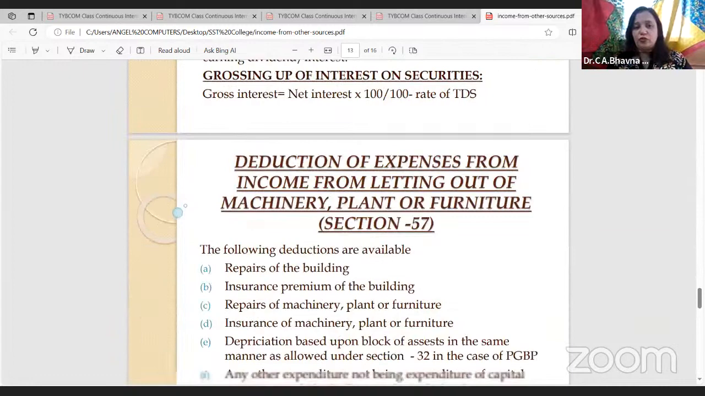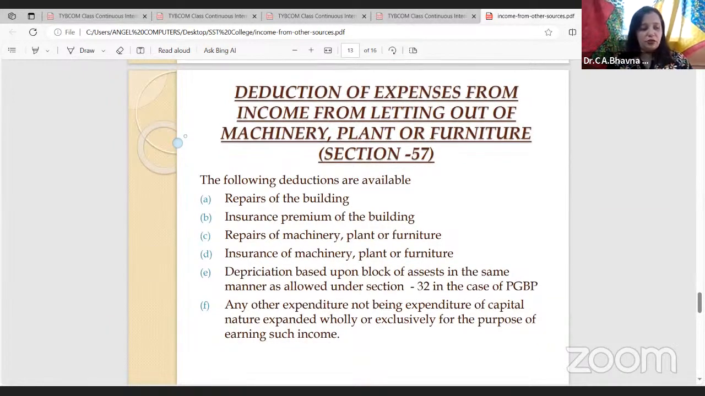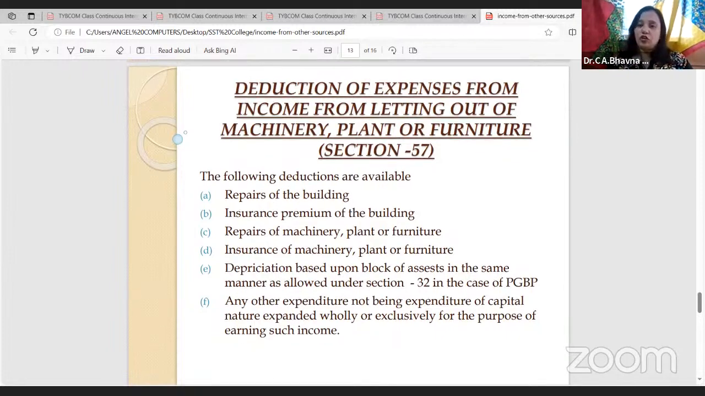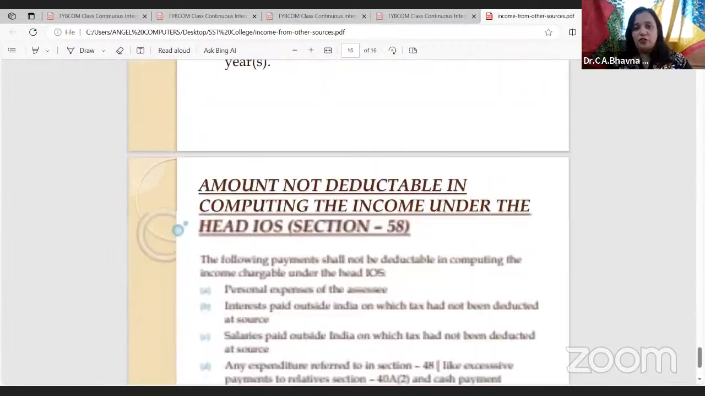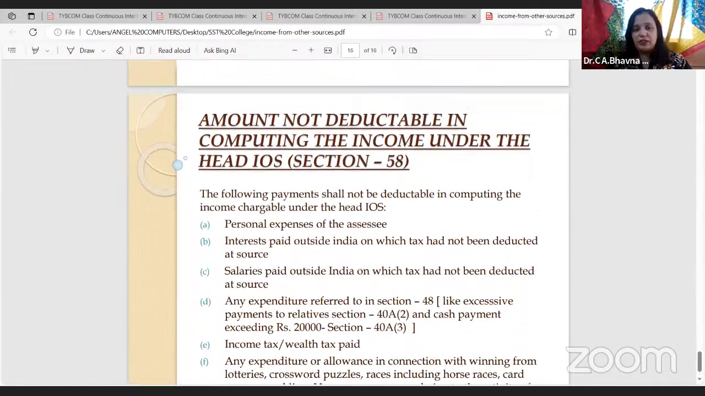Just 1 second, I want to show you the deductions. The deductions available under this source are repairs of the building, insurance premium, repairs of plant and machinery, depreciation, and any other expenditure not of a capital nature. Only one deduction is important. What I would like to show you here is, 1 second.